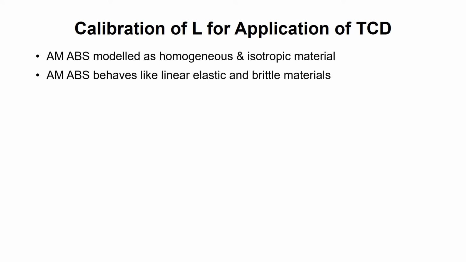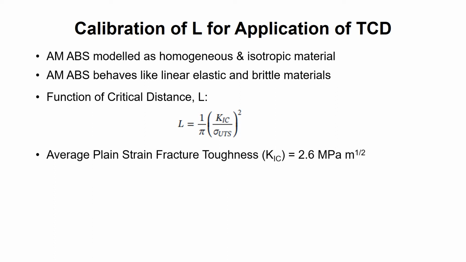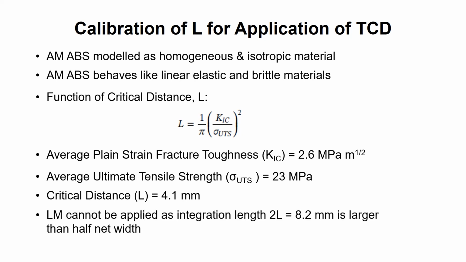The function to calculate critical distance is shown below. The critical distance is calculated via the average plane strain fracture toughness, which is obtained from the tensile testing of CT specimens. It is also calculated via the average ultimate tensile strength from the tensile test of plain specimens. The calculated critical distance is 4.1 millimeters. Due to the fact that the integration length 2L is equal to 8.2 millimeters, which is larger than half of the net width of the specimens, the line method cannot be applied in this scenario.